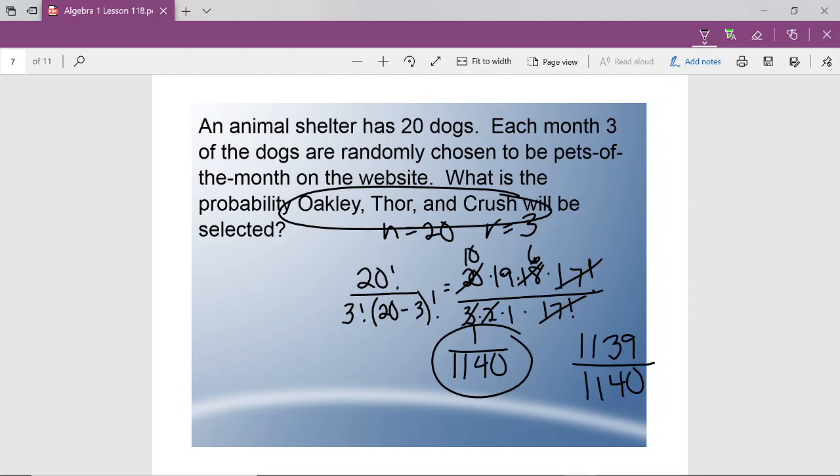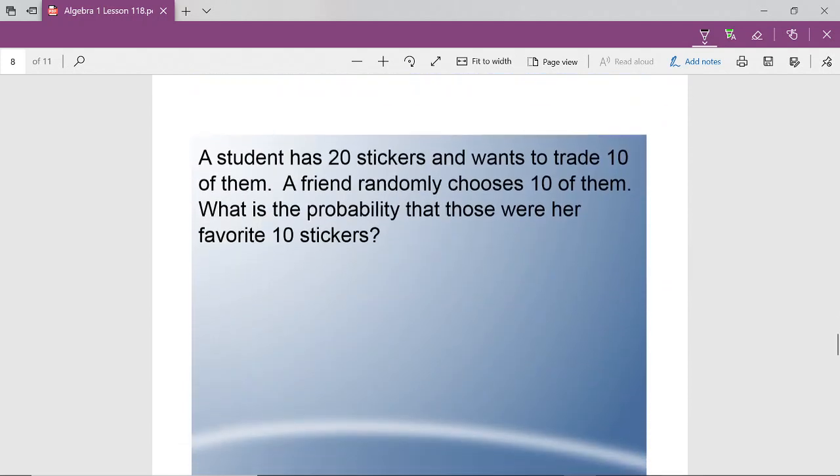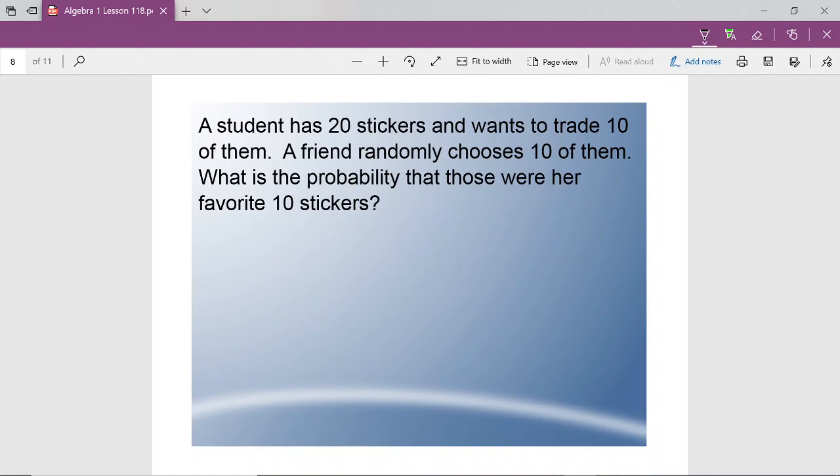All right, last question here, very similar to the one that I just did, so hopefully you can do this before I show it in the video. A student has 20 stickers and wants to trade 10 of them. A friend randomly chooses 10 of them. What's the probability that those are her favorite 10 stickers? So we want just those 10 stickers that her friend likes the best.